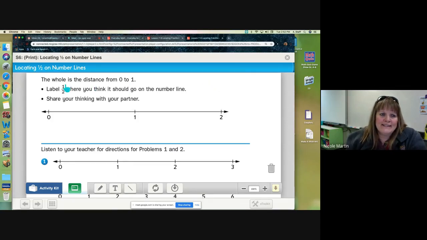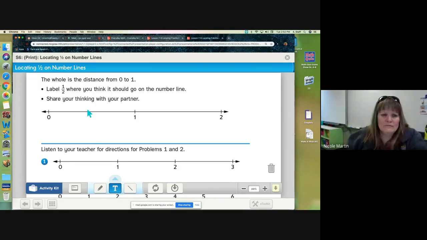So if we look at this, it says the whole is the distance from 0 to 1. So from 0 to 1 is a whole. From 1 to 2 is another whole. Okay, label 1/2 where you think it should go on the number line. Okay, so go ahead and hit pause using your pencil or something fun. Go ahead and show me where 1/2 should be on this number line.